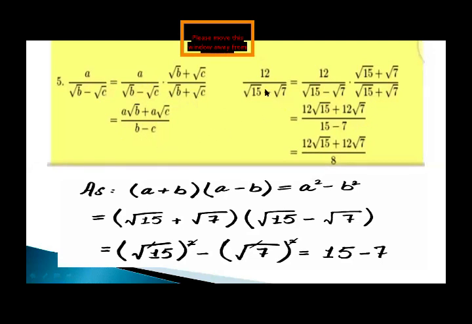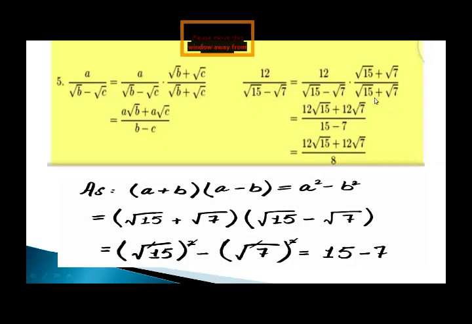Now come to the mathematical values. It is 12 upon root 15 minus root 7. Right. A binomial surd is present in the denominator. How will we rationalize it? By using the conjugate, that is root 15 plus root 7. It will multiply the expression as well as divide the expression.